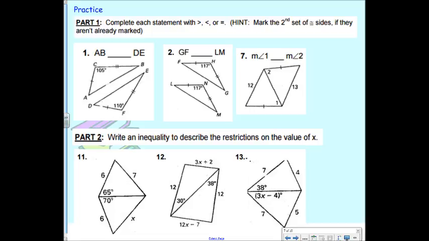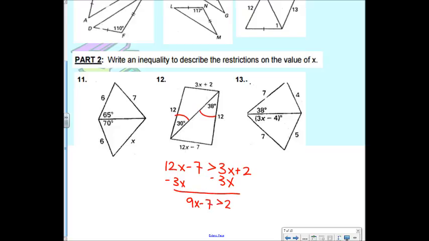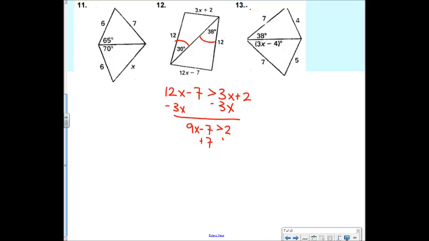So since 38 is bigger than 30, you're going to do 12x minus 7 is greater than 3x plus. Okay, and then what? Subtract 3x: 12x minus 3x, minus 3x, which gets you 9x minus 7 is greater than 2. And then you add 7, and then 9x is greater than 9. And then x is greater than 1. So x is greater than 1.